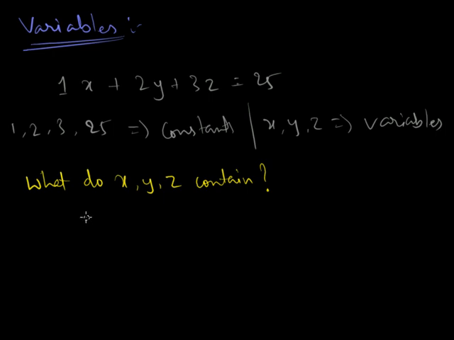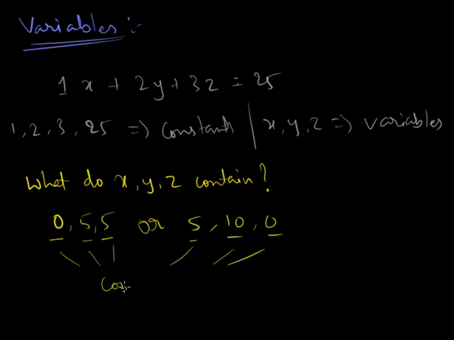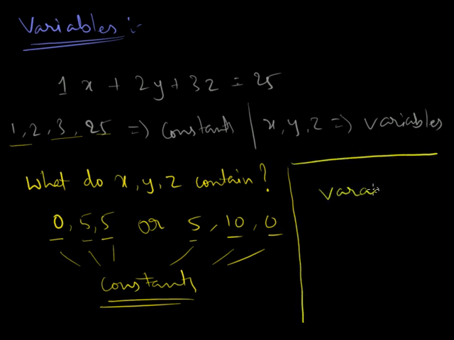We will come to know what x and y and z will contain. So if you try to put some values of x, y and z in the equation, if you put the value of x as 0, y as 5 and z as 5, it will satisfy this equation. Or at some other point of time, if you put 5 in x, 10 in y and 0 in z, you can also satisfy the equation. The point I'm trying to make is that 0, 5, 5 or 5, 10, 0 are nothing but constants, right? Because these numbers are constants. So what do we get after answering this question? We get that variables store constant values.